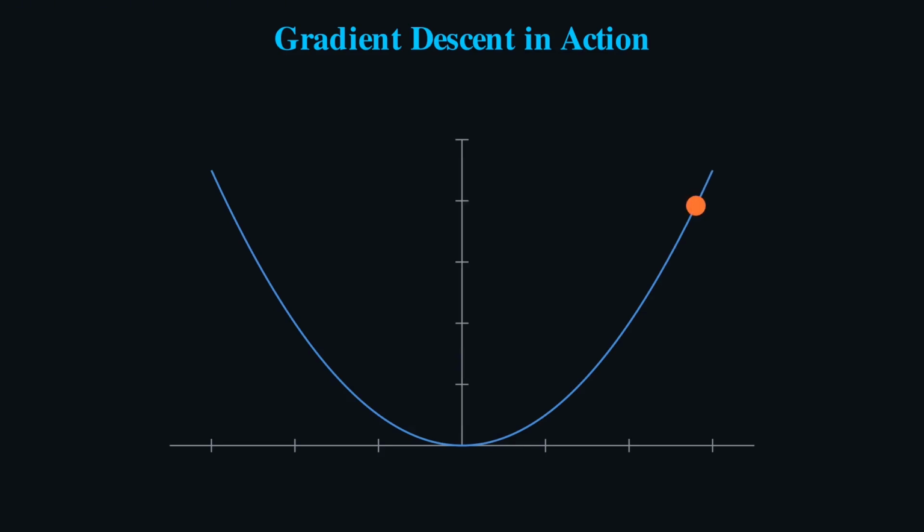If the learning rate is too small, the model learns painfully slowly. If it's too large, it overshoots the minimum and never settles. Finding the right learning rate is one of the key challenges in training AI. Let's watch gradient descent in action.